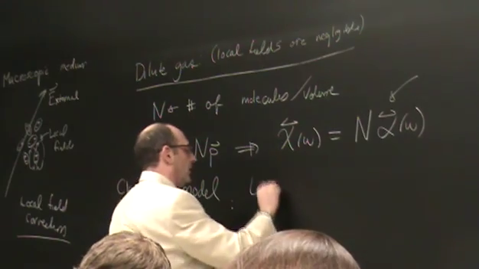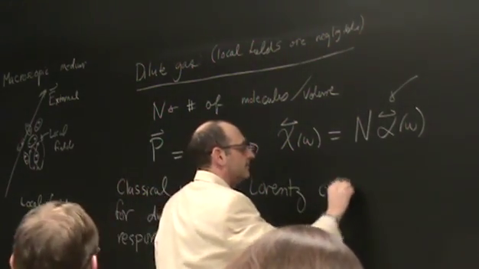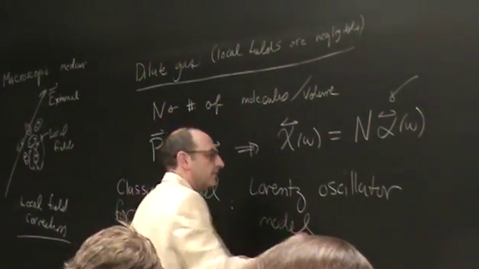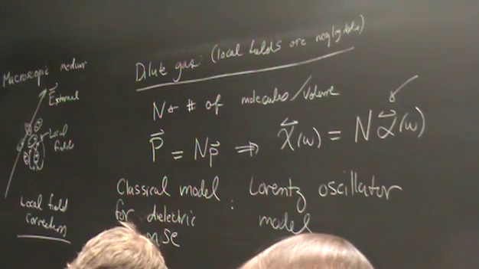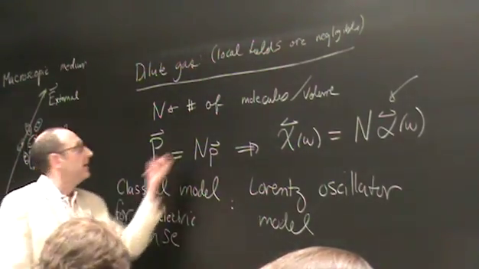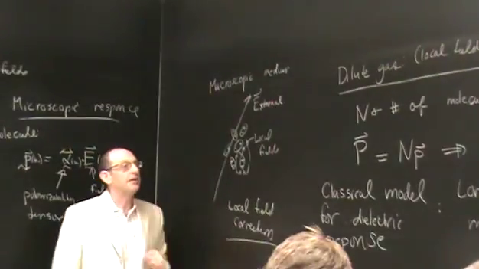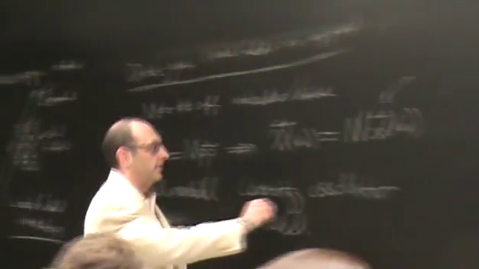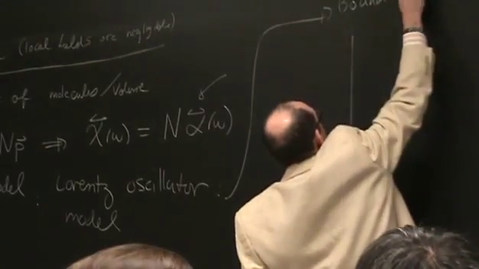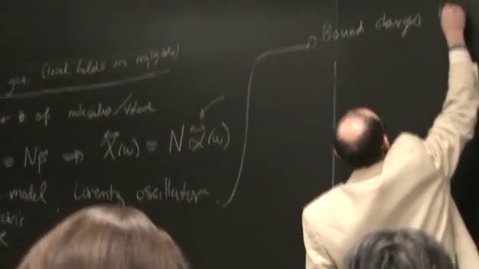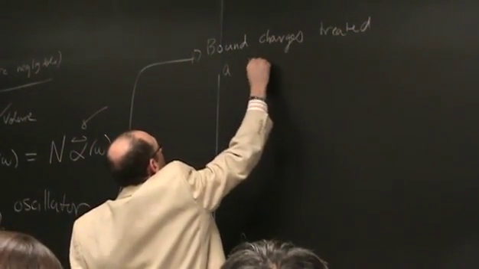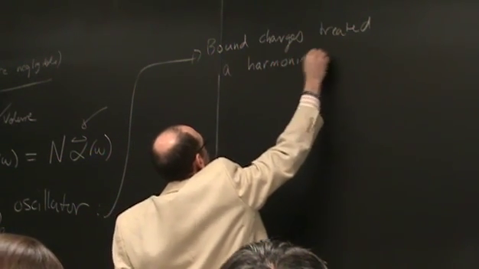Which is called the Lorentz oscillator model. Obviously, Lorentz wrote this down first. Very simple. So the idea is to treat the bound charges that make up the microscopic constituents as harmonic oscillators.